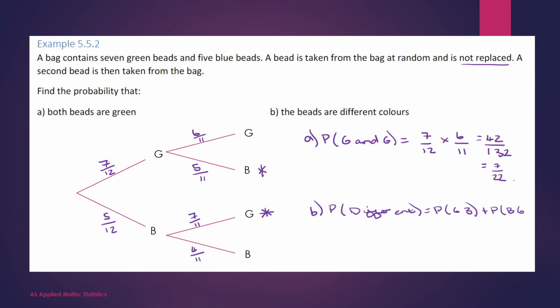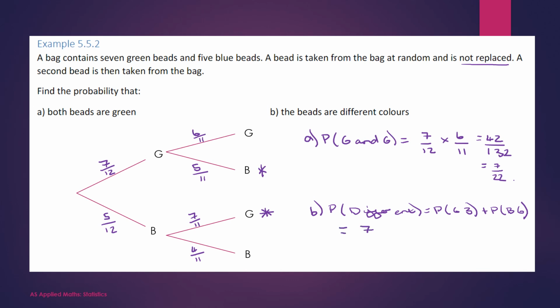Now these are mutually exclusive, so I'm multiplying going across because I've taken into consideration the fact that I've selected a bead. Getting green on the first one followed by a blue on the second one cannot happen at the same time as getting a blue on the first one and a green on the second, so I am able to add them. Remember, we add going down a tree diagram.